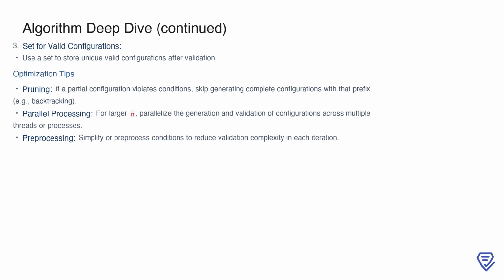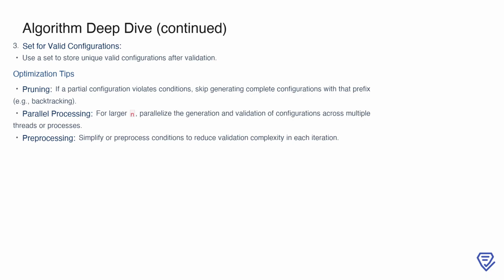When it comes to optimizing the algorithm, a few strategies can significantly improve performance. For example, pruning allows us to skip generating complete configurations if a partial configuration already violates the conditions. This is similar to a backtracking approach, where we stop exploring invalid paths early. Another valuable technique is parallel processing, which allows us to distribute the generation and validation of configurations across multiple threads or processes, especially for larger values of n.